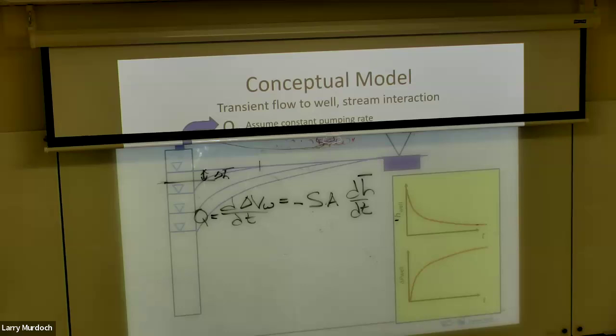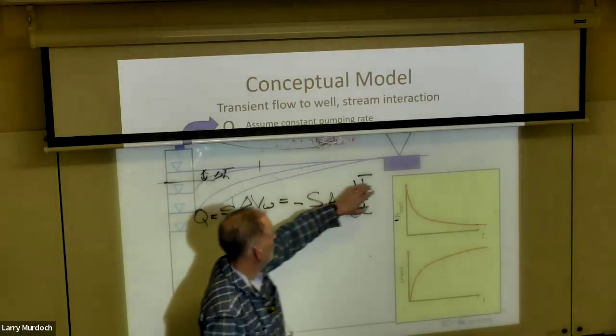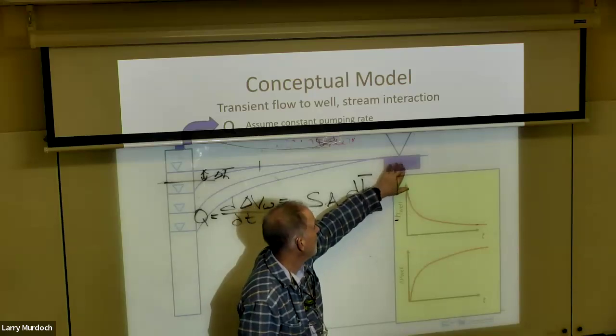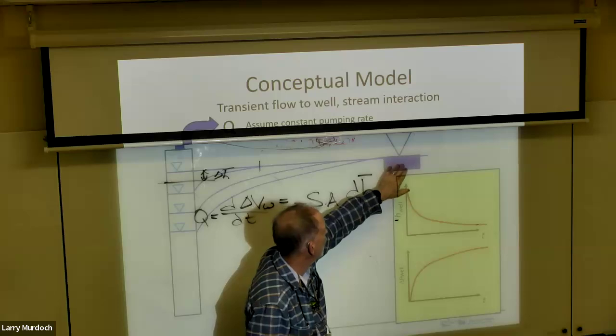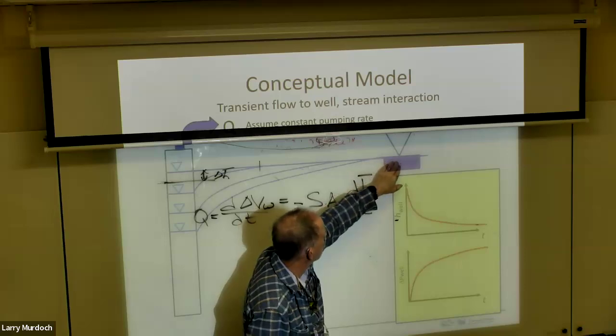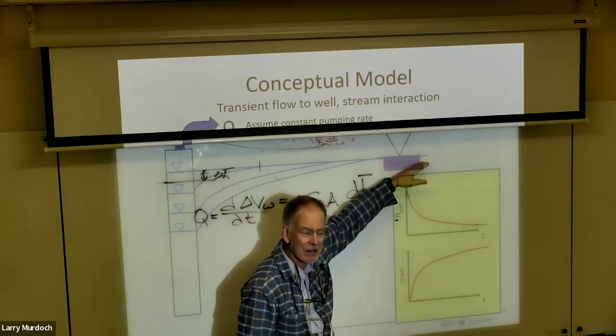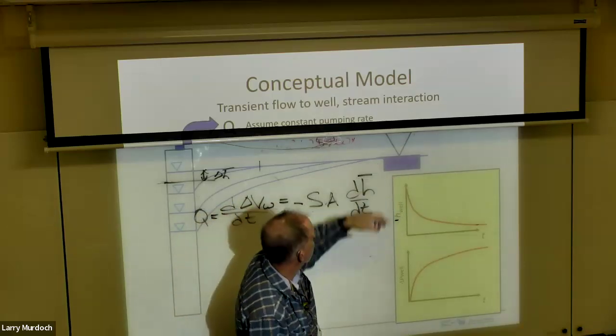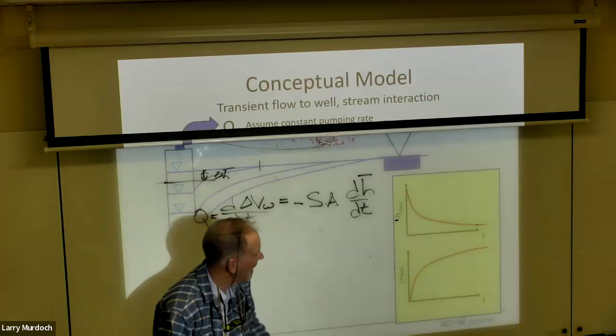But this is a shallow aquifer. There's a stream out here, and this is a constant head boundary. We can think of it like that. And as a result of that, when the drawdown gets to here, it's not going past here. Okay, so the drawdown is not going past.